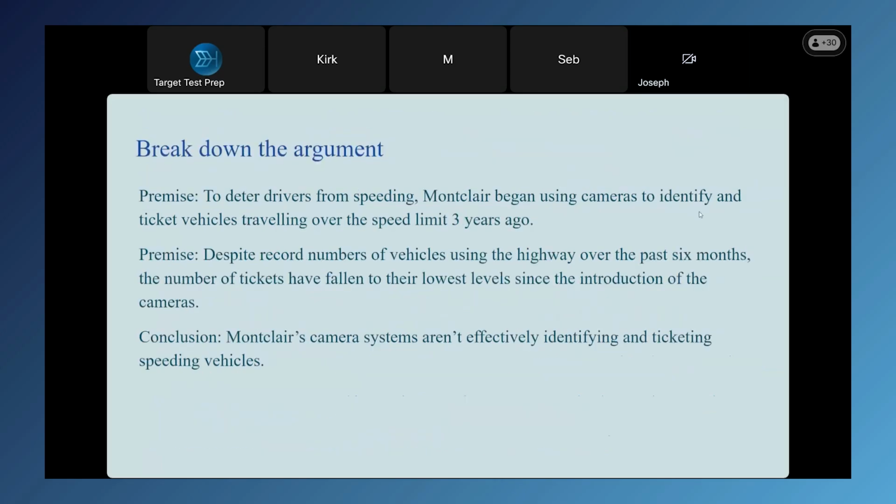Let's look here. To deter drivers from speeding, this city began using these cameras to identify and ticket speeding vehicles 3 years ago, despite record numbers of vehicles using the highway. So the numbers of vehicles, they're higher than ever. Over the past 6 months, the number of tickets have fallen to their lowest levels since the introduction of the cameras 3 years ago. So our conclusion is that Montclair's camera systems aren't effectively identifying and ticketing speeding vehicles.